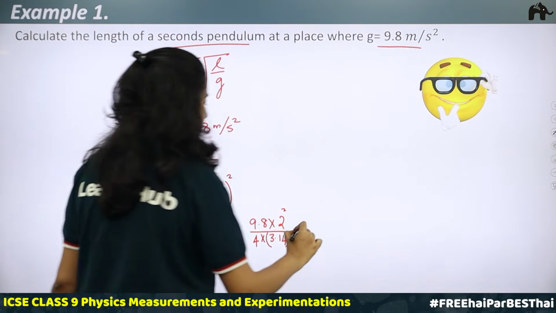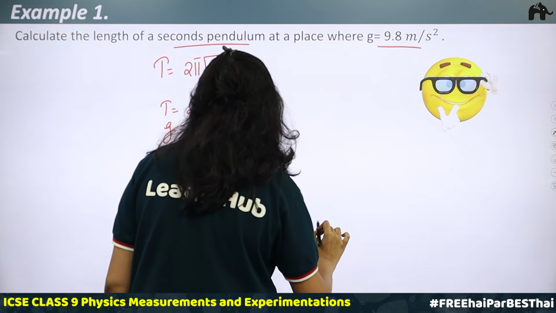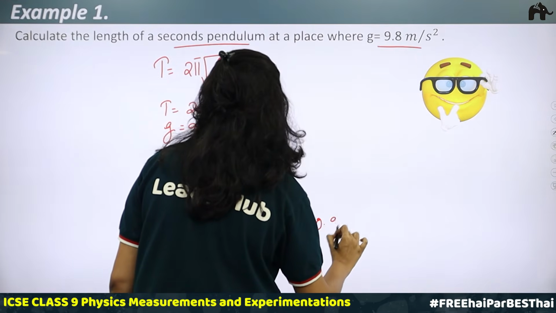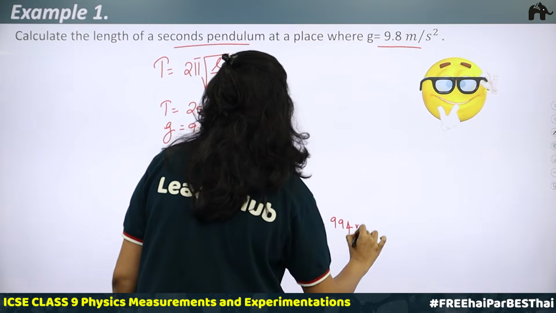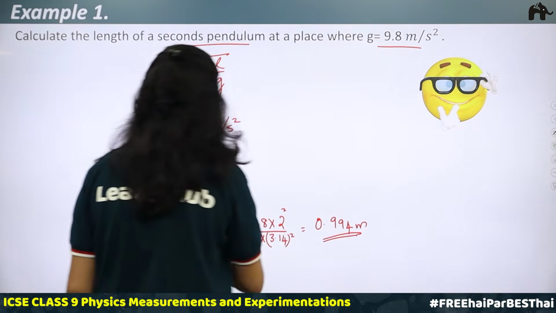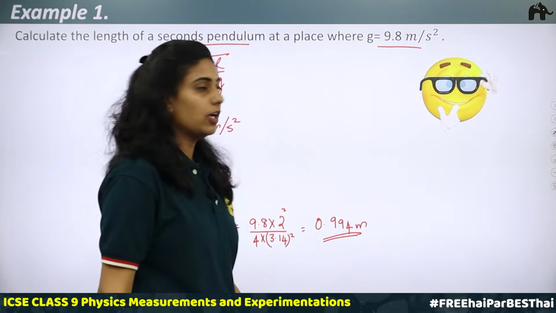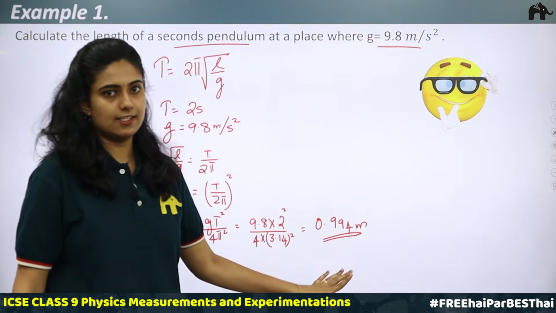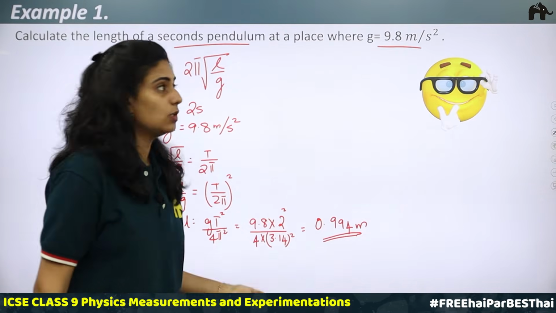Okay, so when you calculate this, you will be getting 0.994 meters. Since we are finding length, the unit should be meters. 0.994 meters is your final answer. So this is the length of a seconds pendulum.